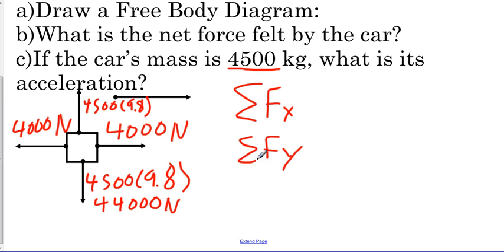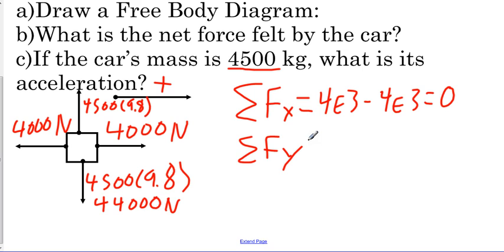And then we can go back to vectors, and we can make a triangle and go from there if we need to. If we look at this, the sum of the forces in the X, if we say to the right is our positive, we have 4,000 newtons, and then we have negative 4,000 newtons. And so the sum of our forces in the X is going to be equal to 0.